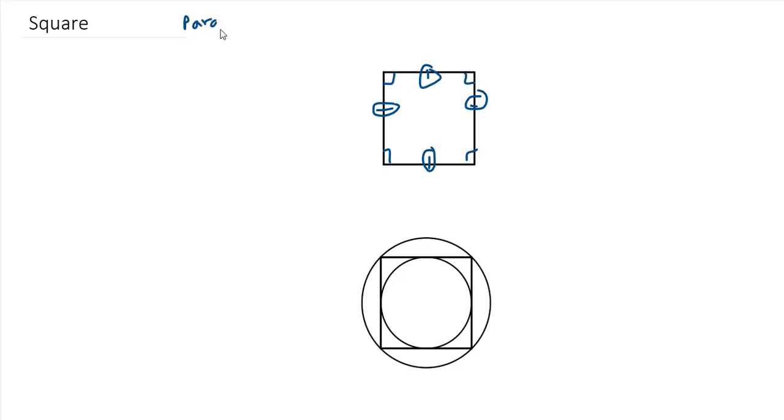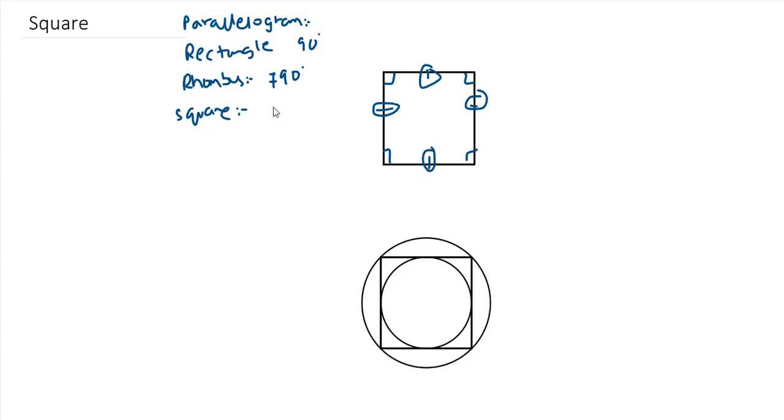As we have seen, in case of a parallelogram, opposite sides are parallel and equal. In case of a rectangle, opposite sides are parallel and equal, and the adjacent angle is equal to 90 degrees. In case of a rhombus, the length of all the sides are equal, but the adjacent angle is not equal to 90 degrees. Whereas in case of a square, the length of all the sides are equal and the adjacent angles are also equal to 90 degrees. So this is the fine difference between rectangle, rhombus and square.